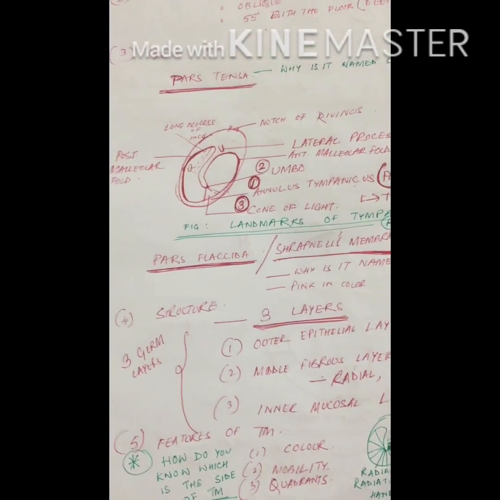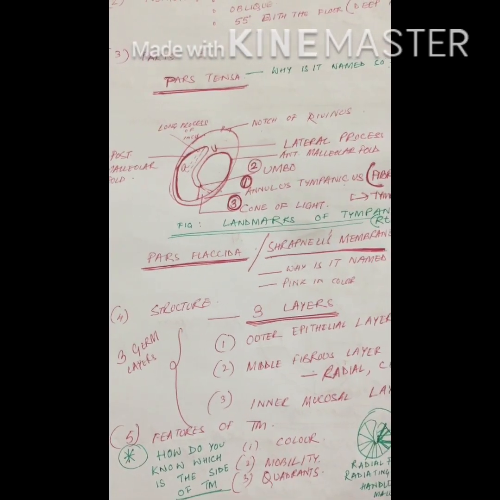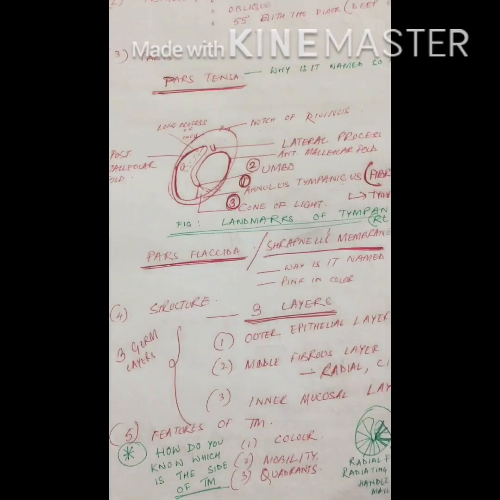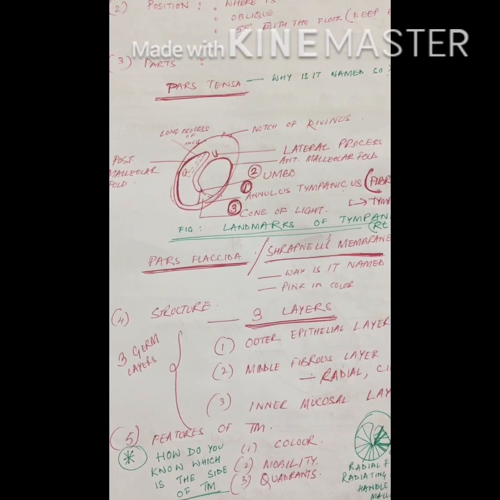Now why is pars flaccida named so? Pars flaccida is flaccid in nature due to the absence of the fibrous layer, middle fibrous layer. It is pink in color.